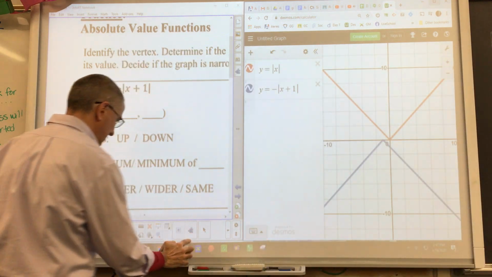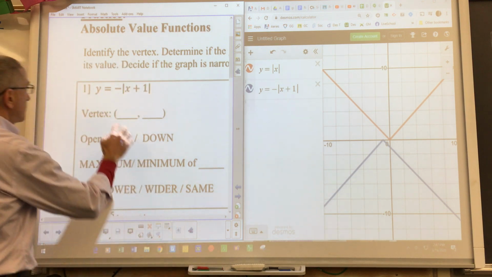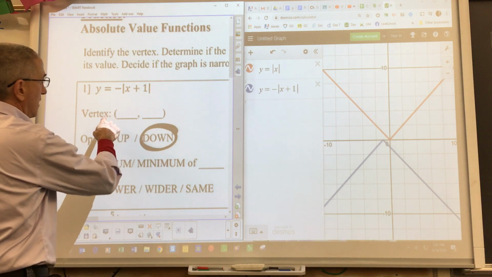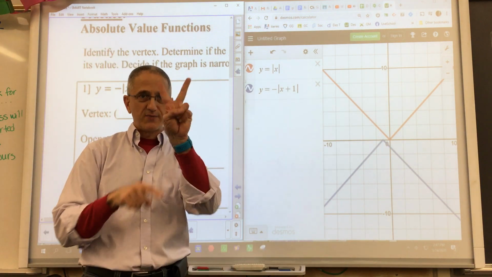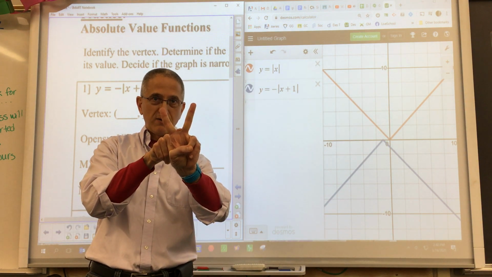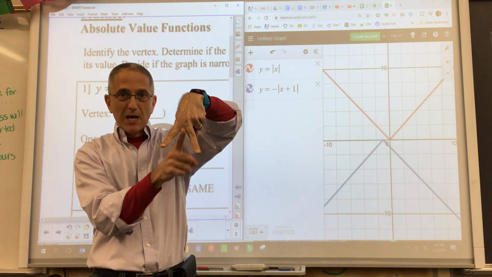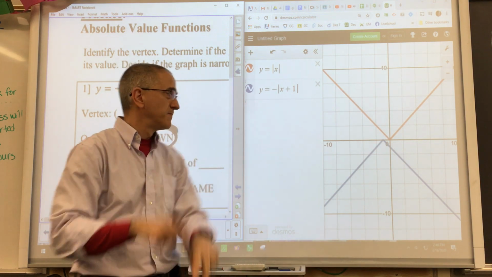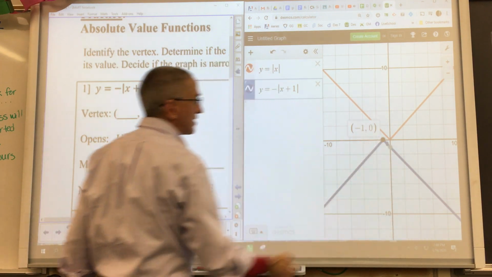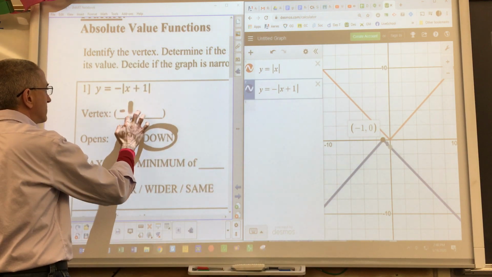So I'll come over here. It's facing down. The vertex, everyone hold your fingers, this V, the vertex is right there. So the vertex is the bottom of the V, or if it's facing down, it's the top of the V. This is my vertex. Negative 1, 0. Vertex, negative 1, 0.